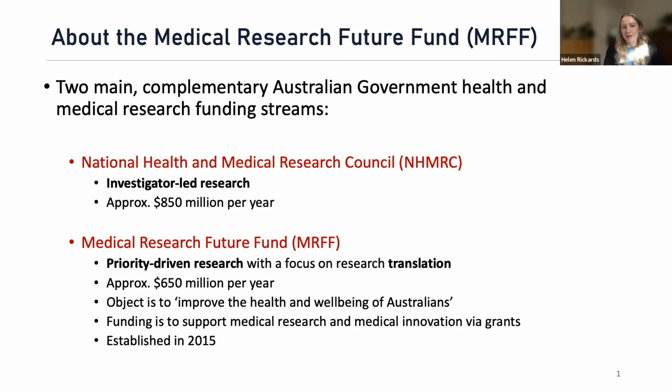The other main funder is the Medical Research Future Fund. And generally we do more priority-driven research with a focus on research translation. The object of the MRFF, and this is in our Act, is to improve the health and wellbeing of Australians. We do this by giving out government funding grants to support medical research and medical innovation. One of the key things about the MRFF is that it is relatively new. It was only established in 2015, which brings me to the next slide, please, Fiona.